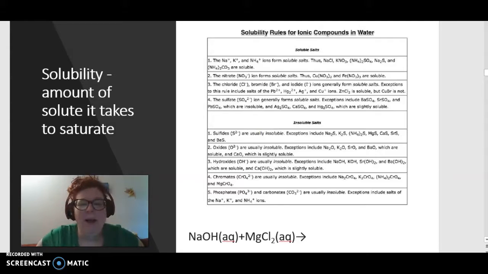Welcome to part 3 of the Unit 2 test. We've already introduced definitions and what a solution is. We talked a little bit about concentration and calculated how to dilute solutions. So let's talk about that concept in and of itself, solubility. What is that? Well, solubility is literally the amount of solute it takes to saturate.